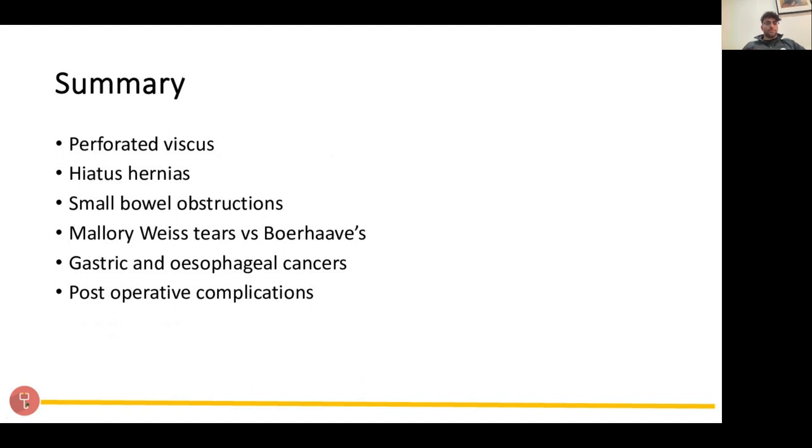And to summarize the conditions we covered: a perforated viscus. Generally, the management would be similar for other perforations. Hiatus hernias, small bowel obstructions, Mallory-Weiss tears versus Boerhaave's, gastric and esophageal cancers, and post-op complications.